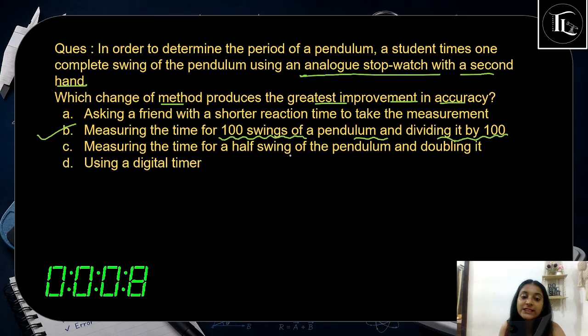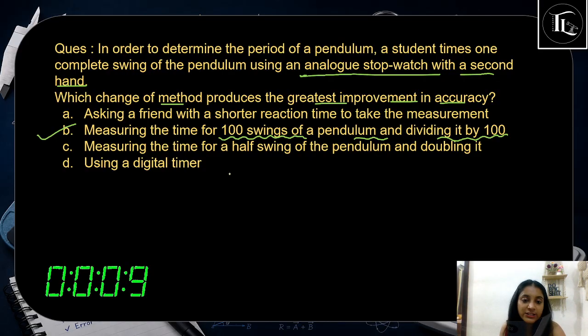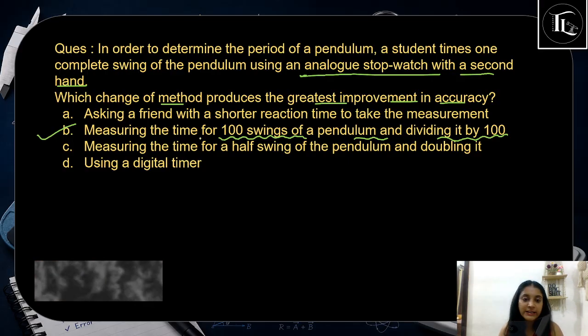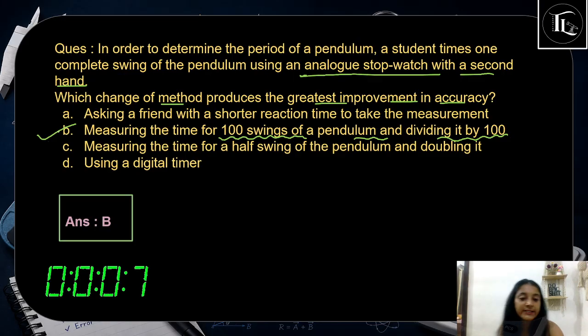Then comes measuring the time for half swing of a pendulum and doubling it. No, not at all recommended. It will make the measurements more sensitive instead. And then using a digital timer. So digital timer, okay, that will give you more precise reading. But then what about the reaction time? Okay, so that will be a case. So it is option B, which is correct here.